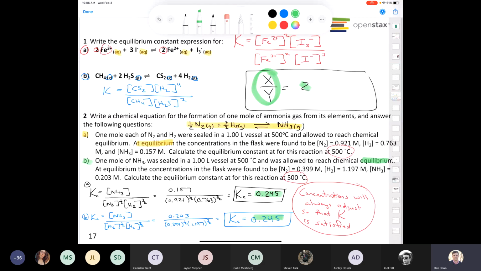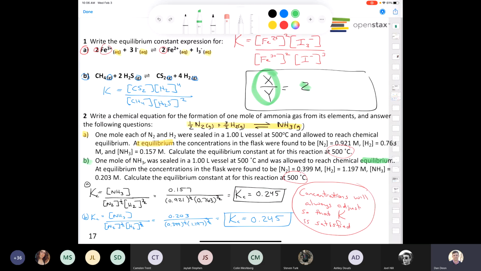Even if you say, well, Mr. Dion, what if I started with only the nitrogen and hydrogen and didn't have any of the ammonia? Pay very close attention: when the reaction establishes equilibrium, it's going to satisfy the equilibrium constant as long as the temperature remains the same.